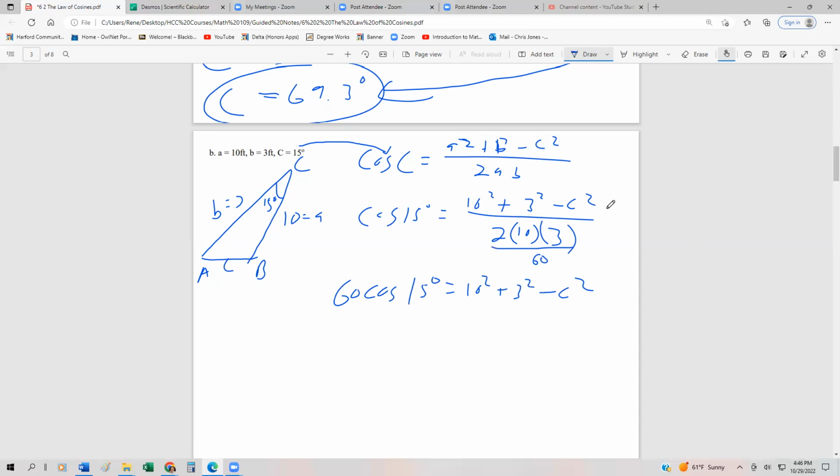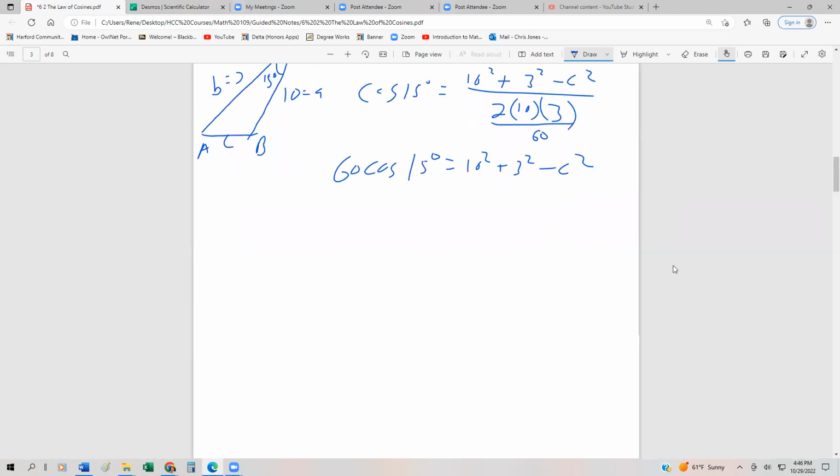And then to solve for c squared, I can go ahead and subtract 10 squared, subtract 3 squared, and then divide by -1, and then take a square root of that. So a little bit of algebra to do, but we're pretty close to the end of this. So I get that 60 cos 15 degrees minus 10 squared minus 3 squared equals negative c squared. Let's compute this really quickly and see what that works out to be.